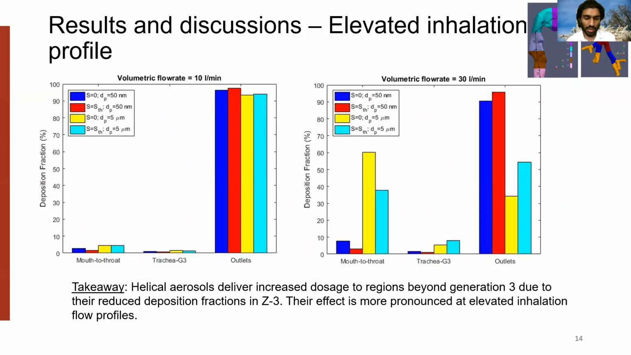This is more significant when the flow rate of 30 liters per minute is considered, as helical flows primarily work to reduce inertial impaction, which is significant by reduced deposition fraction in mouth-to-throat region. It can be observed that increased dosage can be delivered to generation 4 and beyond for both nano and micron-sized particles when switching over to helical flows. Thus, helical flows deliver increased dosage to regions beyond generation 3 due to their reduced deposition fractions in Z3. Their effect is more pronounced, however, at elevated inhalation profiles.